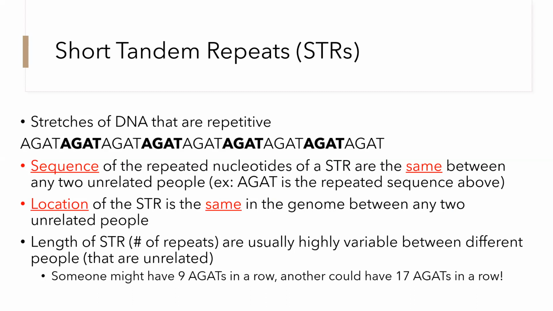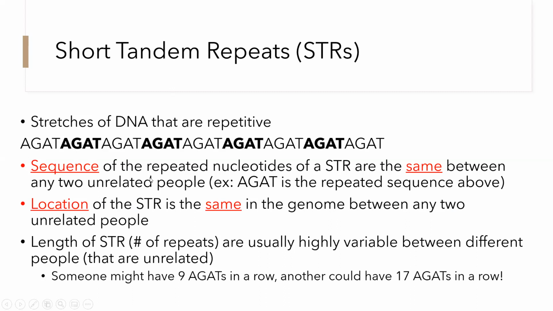All right, so hopefully you've taken a look at that video and you answered some questions so you have a good idea of how STRs actually work. Remember that STRs are stretches of DNA that are repetitive. If you recall from the video, they are found in the non-coding regions of genes. So these are regions that don't actually produce any amino acids or proteins. They are repetitive. You can see here in this sequence, AGAT is repeated several times.